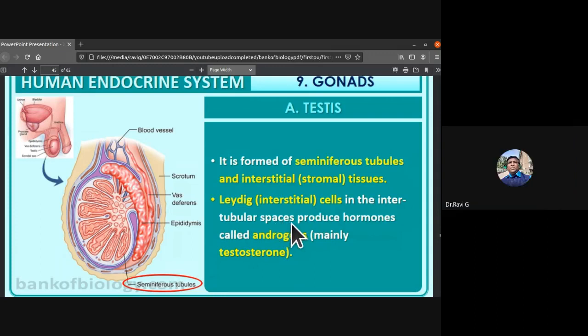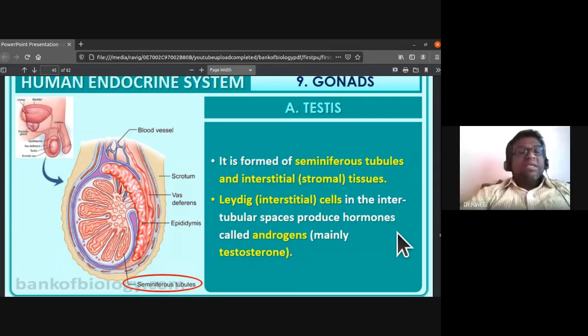We also call them Leydig cells, found in the intertubular spaces. The Leydig cells, named after the scientist, are also called interstitial cells. They produce hormones called androgens, the male hormones, and mainly they produce testosterone.